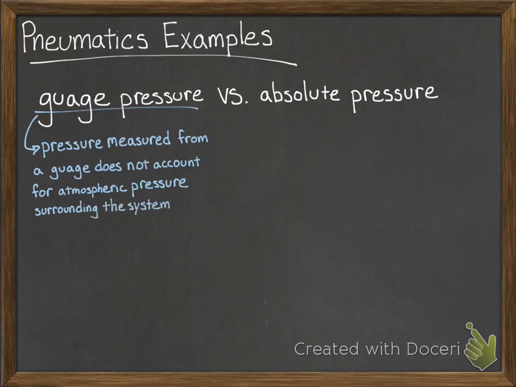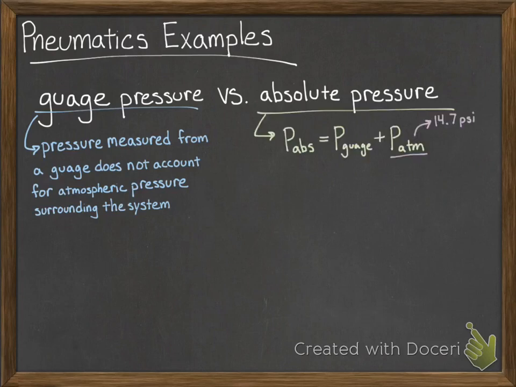So in that case, we got to look at the absolute pressure, and this is a very simple calculation. We just take the gauge pressure, that's the pressure that was measured, and we add atmospheric pressure. Atmospheric pressure, for your purposes, will always be 14.7 psi. In some cases in the real world this may change. However, this is the standard pressure that we're going to use here. So all you have to do if you're asked to find absolute pressure is take the gauge pressure and add 14.7 psi.